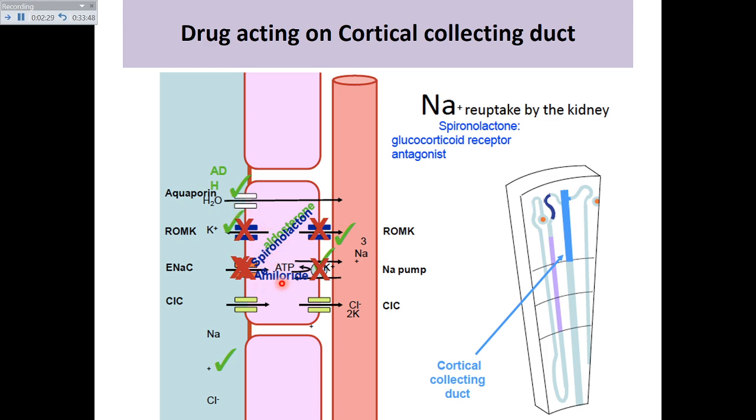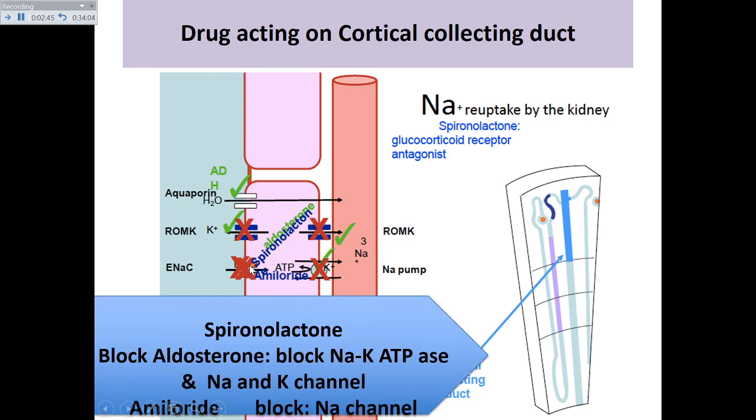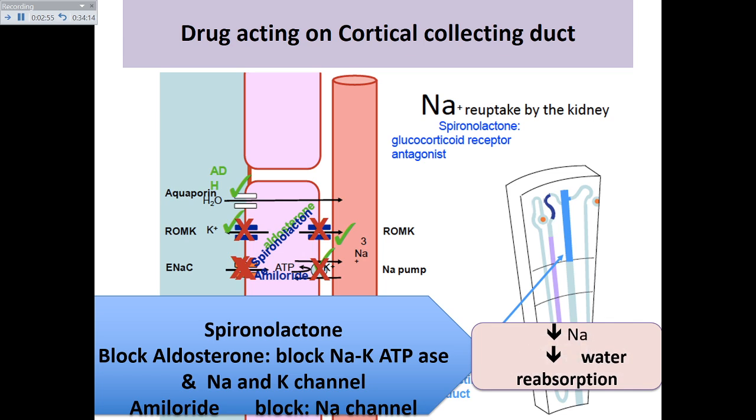Another drug is amiloride, which we said acts on the distal convoluted tubule. It also acts on the Na channel and blocks it. So spironolactone blocks aldosterone, so it blocks NaK ATPase and the Na channel, while amiloride blocks the sodium channel. Both decrease Na and water reabsorption.